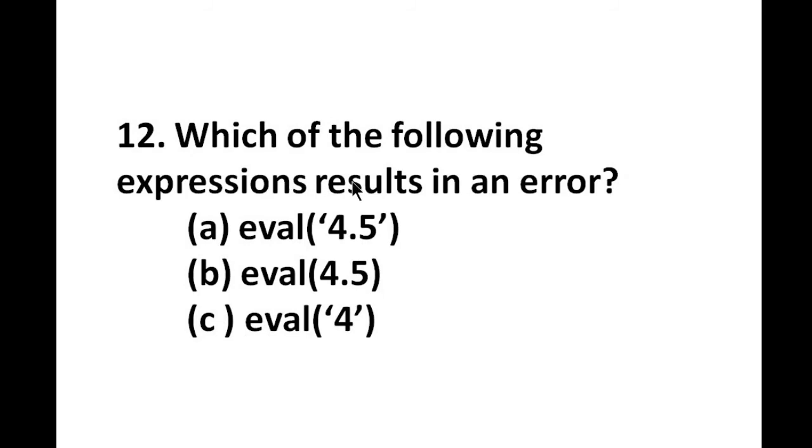Which of the following expressions results in an error? eval(4.5). We have learned eval function takes only a string as its argument. Here it is a string for A and here also it is a string for C. So B is the answer.